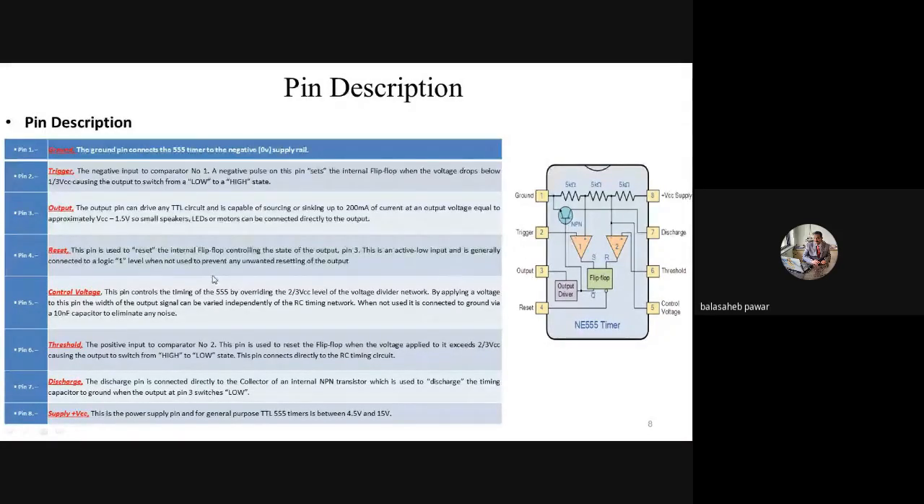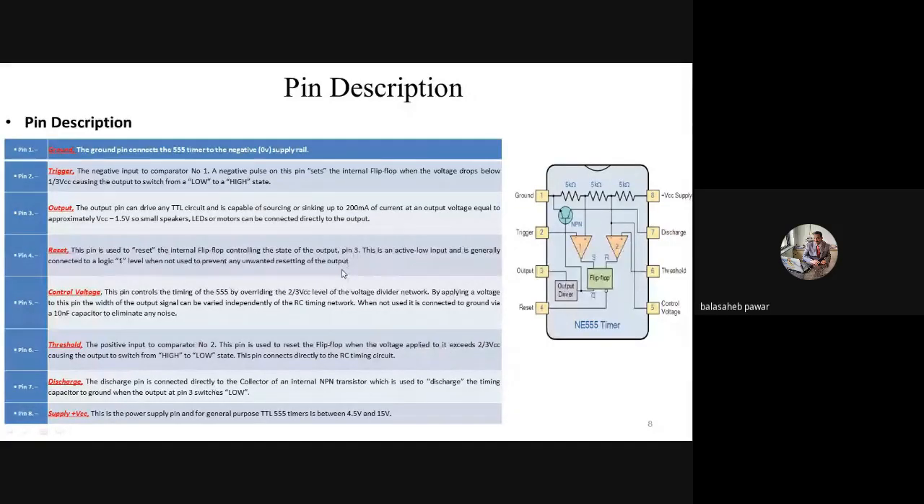Then pin number 4, that is the reset pin. This pin is used to reset the internal flip-flop controlling the state of the output, that is, either logic low to high or high to low. This is an active low input and is generally connected to logic 1 level when not used, to prevent any unwanted resetting of the output.